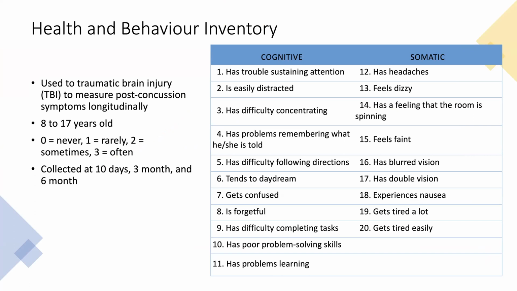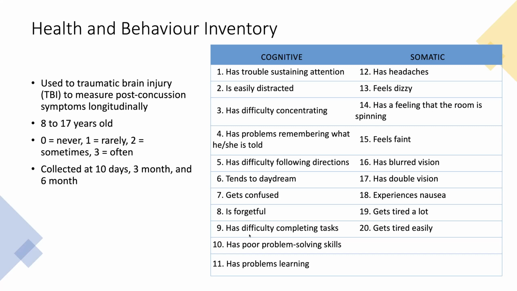For my study, we enrolled a total of 1,000 kids. About 600 of them had a concussion, which we call mild traumatic brain injury. And then we had about 350 kids who had an orthopedic injury as a control. These questionnaires were administered to kids from 8 to 17 years old.